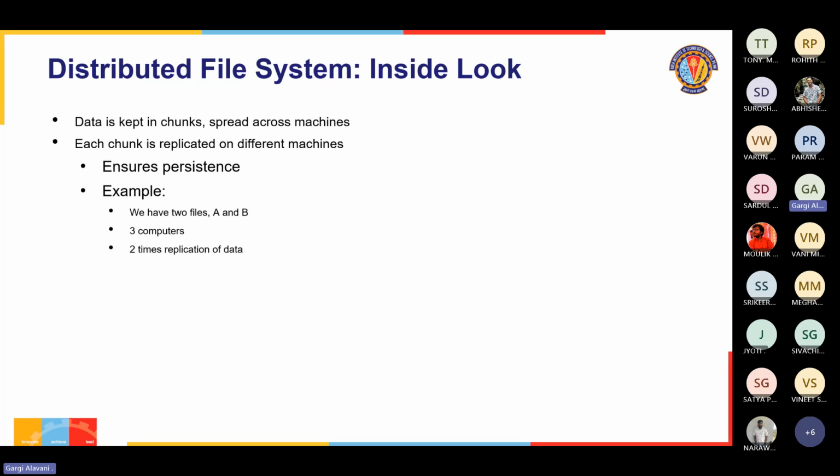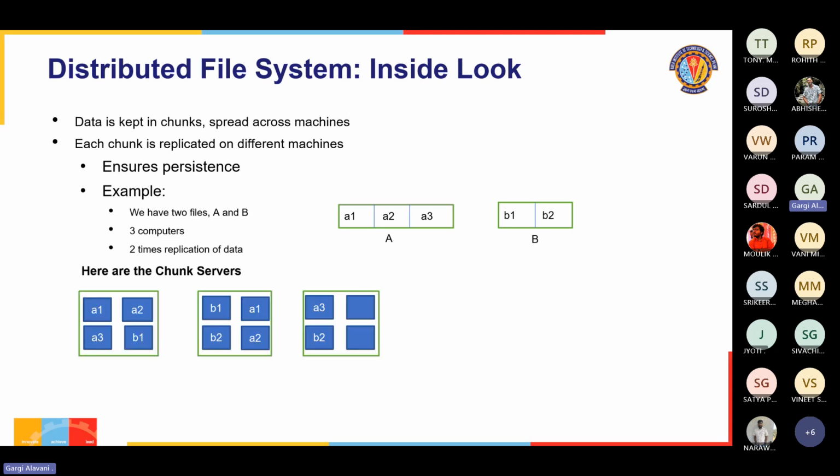As I mentioned, data is kept in chunks. It is spread across machines. Each chunk is replicated on a different machine. This ensures that the data is persistent and fault tolerant. For example, we have two files, A and B, and three computers. A can be divided into three chunks, and B can be divided into two chunks.